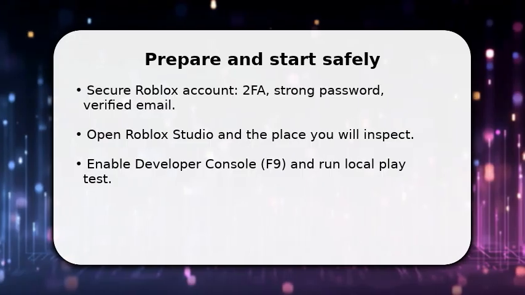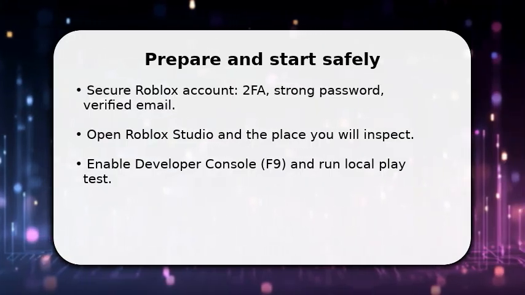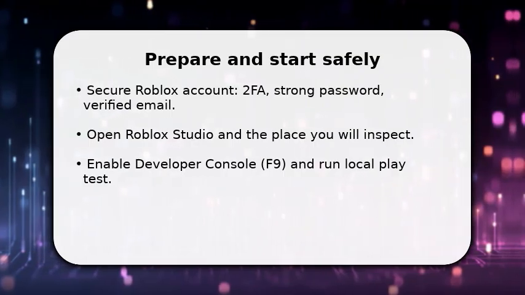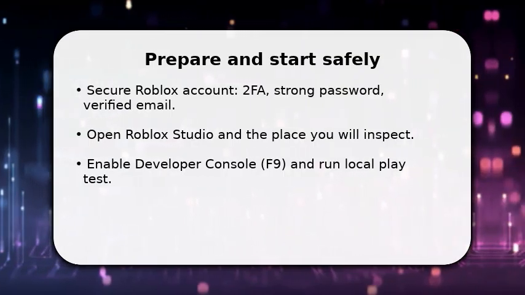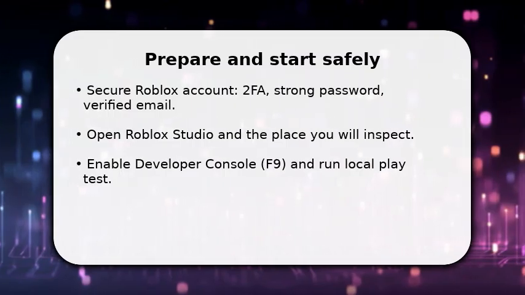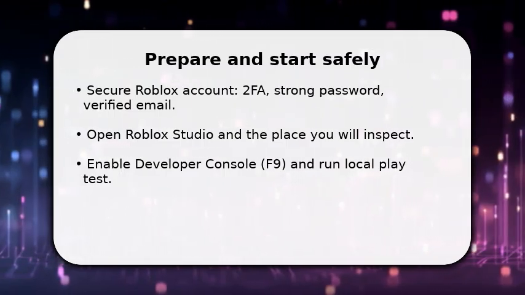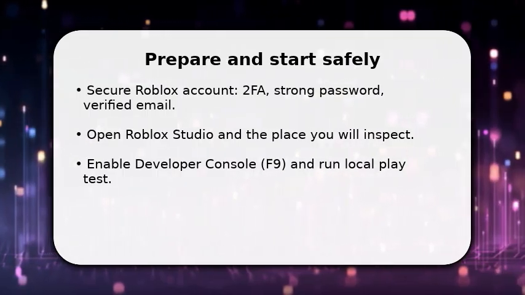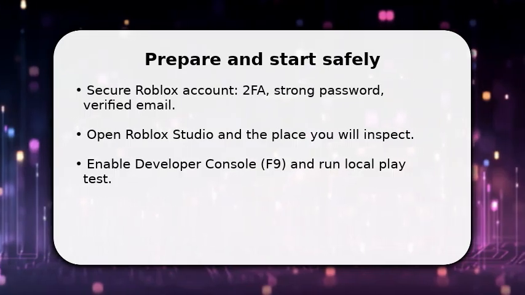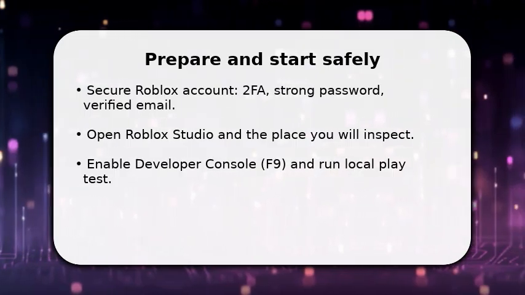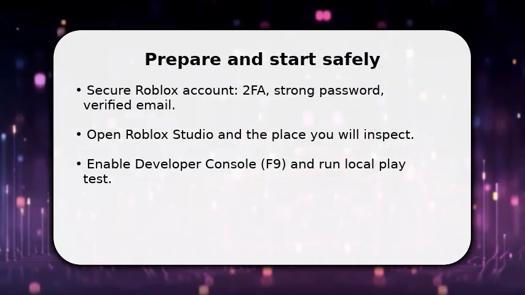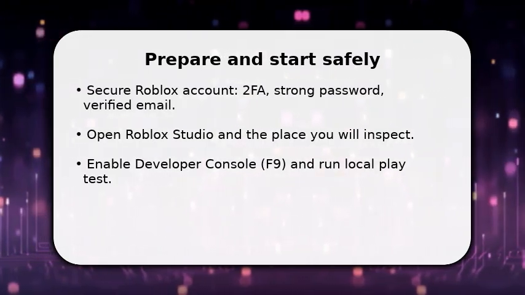You begin by locking down your account and opening Roblox Studio. This keeps your work and data safe. Once Studio is open, start a local play session so you can watch behavior in a controlled environment. Make sure the developer console is visible. It gives real-time logs and errors. You do this not to invade others, but to debug your own game. These initial steps let you observe events and prepare for deeper inspection, without using third-party exploit tools.